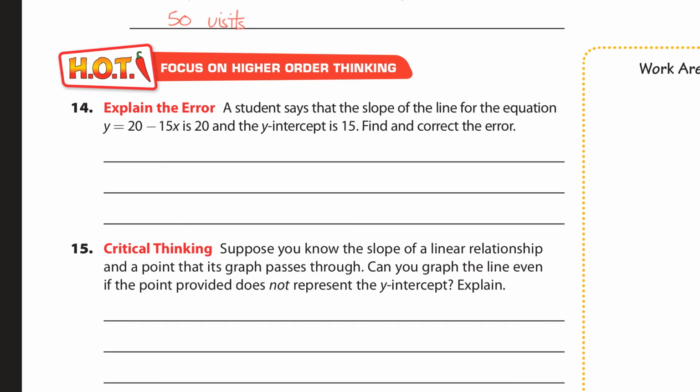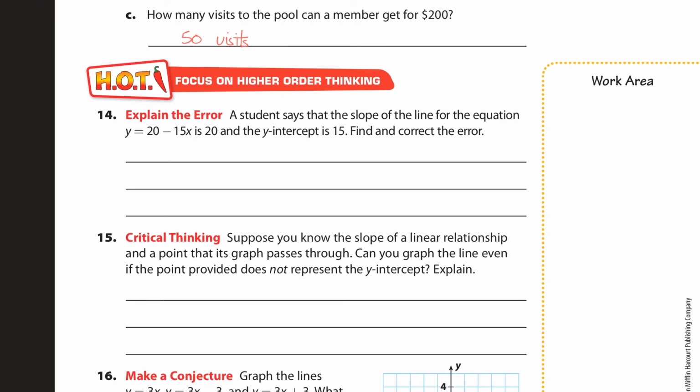So, the hot questions. A student says the slope of the line for the equation is this right here. It's 20 and the y-intercept is 15. What is the error? Okay, well, it's y equals mx plus b. This is written in the wrong order, but we need to recognize there's the m and the x, and then the b. So we gotta see it's that way. So the slope is 15 because that's the number that's next to the x, called the coefficient. Or actually, the slope is negative 15, and the y-intercept is positive 20.